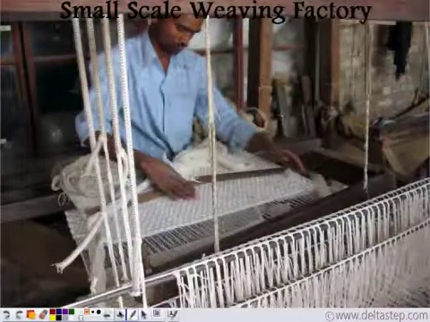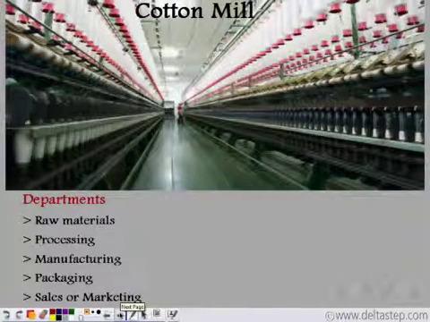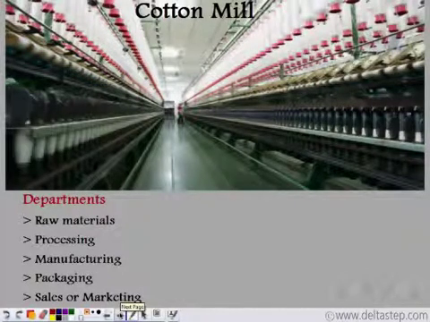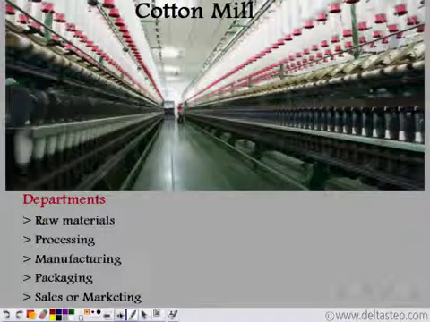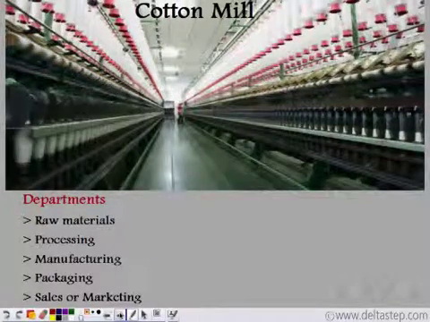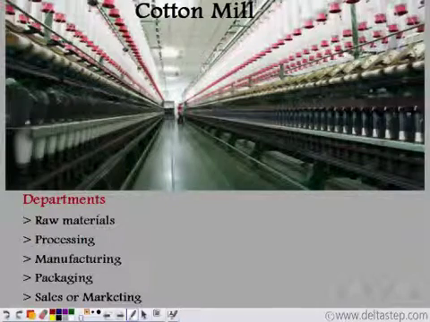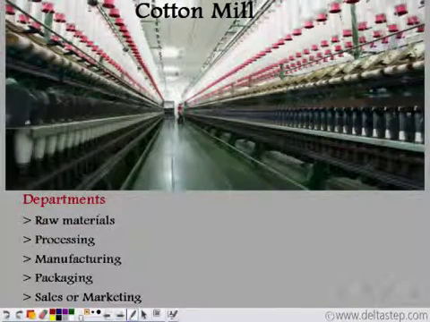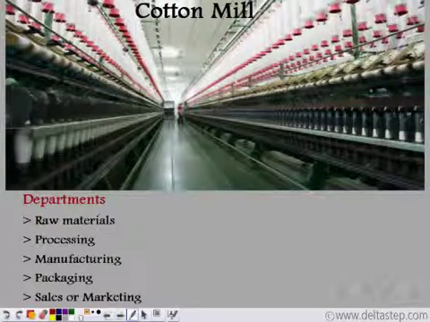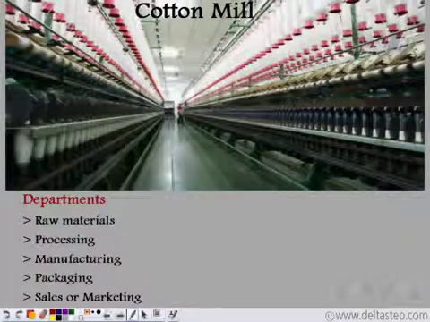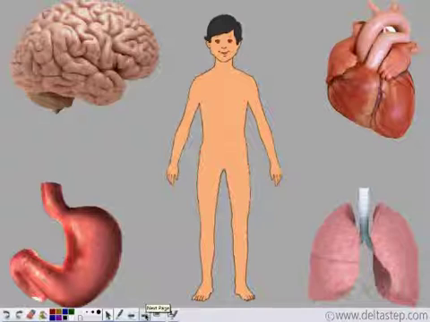Now compare this to a huge cotton mill like this. It is a huge factory with a lot of people working here. So different people have been allotted different functions and different departments. Like there are a few workers who work in the raw material department. It is their duty to procure all the raw materials. Some of them are involved in the processing, manufacturing, or the packaging department. So all these people have been allotted different departments. So similarly, we can see, human beings are complex multicellular organisms.